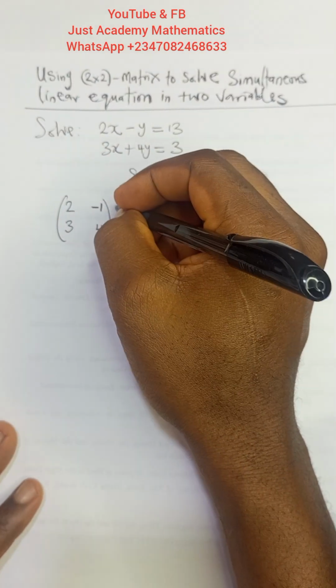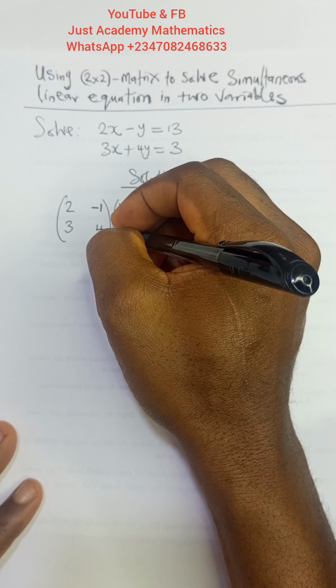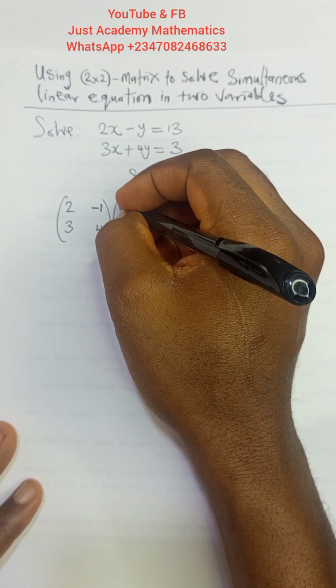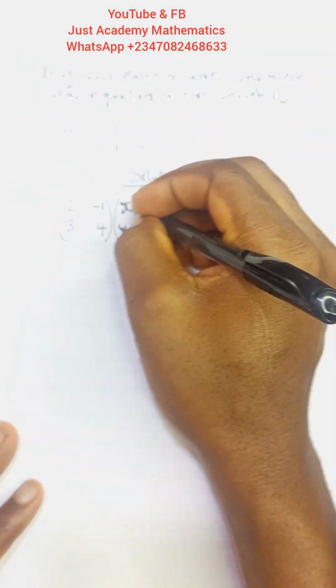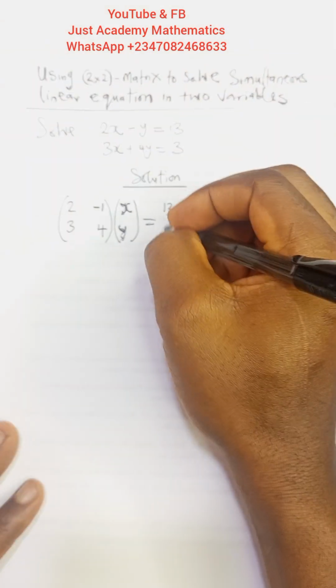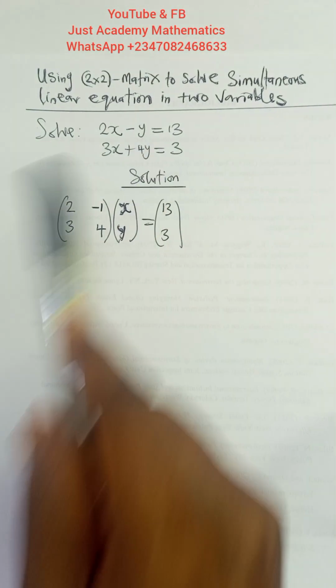If you multiply it by x and y, you will get this, which is what? 13 and 3. Now, this and this are still the same.